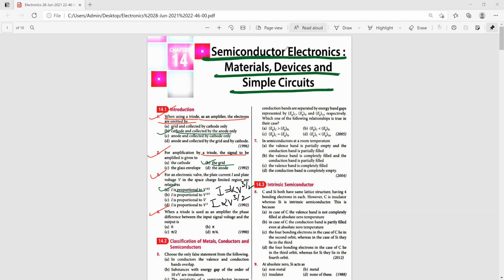Fourth one, when a triode is used as an amplifier, the phase difference between input signal voltage and output is 0, pi by 2 and pi by 4. The voltage gain of an amplifier is given by output voltage divided by input voltage. The negative sign indicates the output voltage differs in phase from the input voltage by an angle of 180 degrees. So therefore, this holds for a pure resistive load. So when we observe all the four options, this one is the right answer.